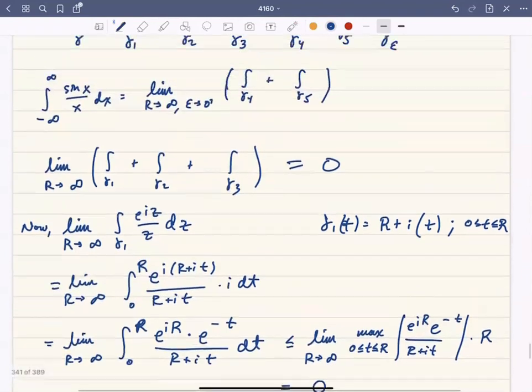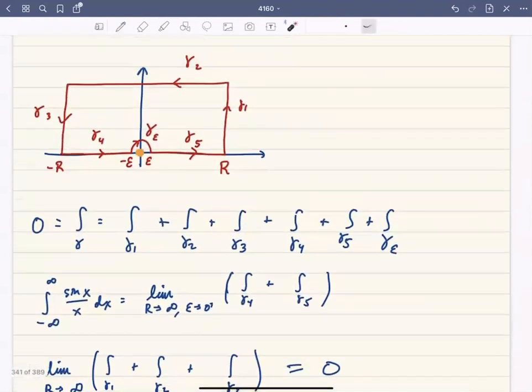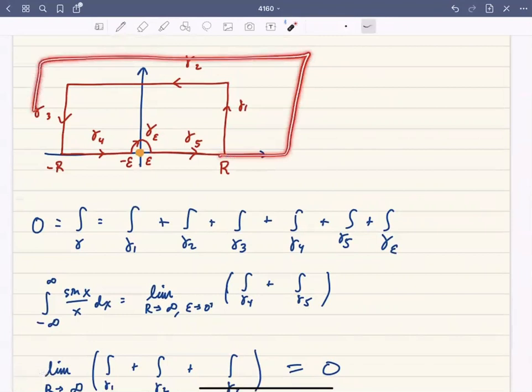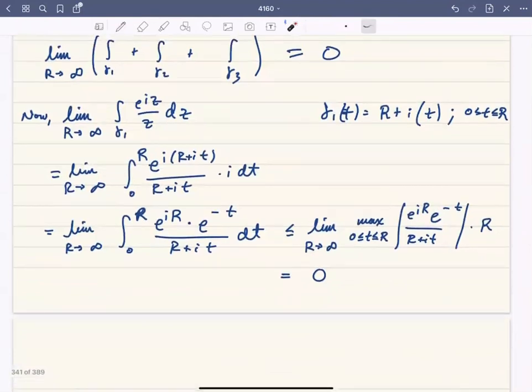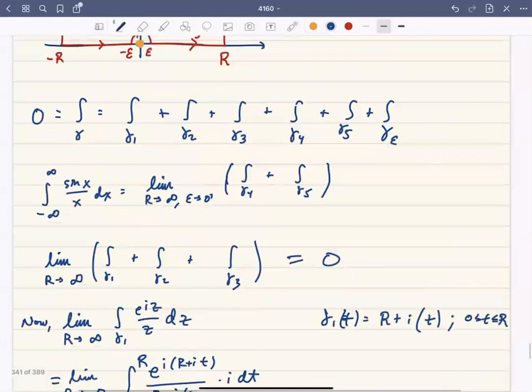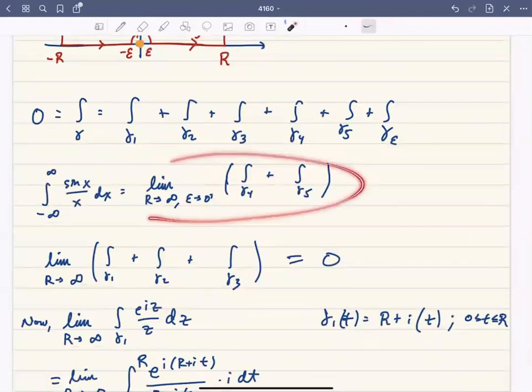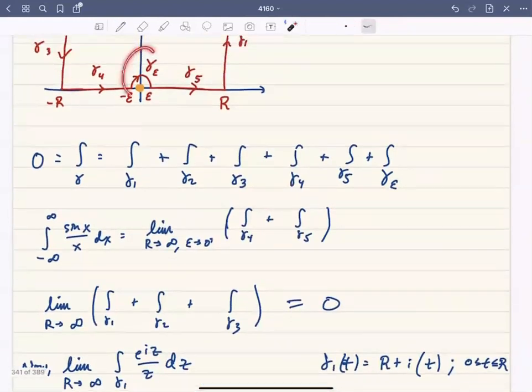It turns out that those limits go to 0 as the size of this rectangle gets bigger and bigger. So the bigger the rectangle, this limit's going to tend to 0. All right. So we already said that the limits of the integrals over gamma 1, gamma 2, and gamma 3 go to 0. The integrals over gamma 4 and gamma 5 are exactly the values that we're looking for. That's going to give us our limit. So all that's left to do is to calculate the limit over gamma sub e.